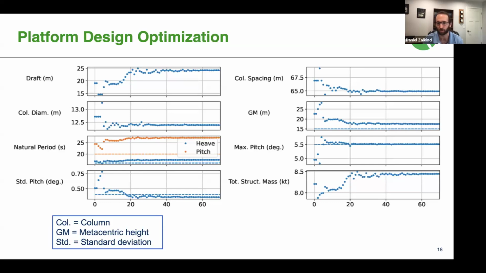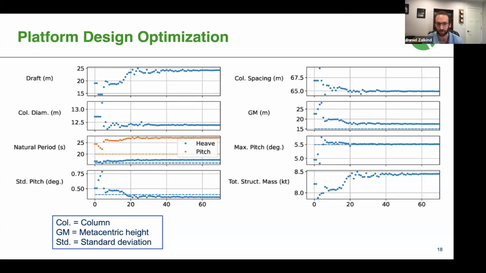Our goal was to optimize the draft, or the bottom of this floating platform, the column spacing of these outer columns, and also the diameter of these outer columns, with a goal of minimizing our total structural mass. It's a little bit awkward that our mass actually goes up in this convergence, but the reason is that we also need to satisfy all the design constraints.